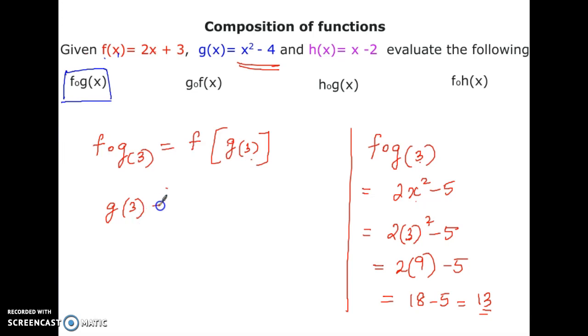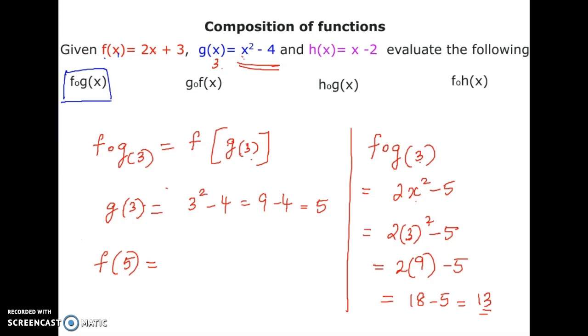What is g of 3? In the place of x, we are going to plug in 3. So that will be 3 squared minus 4, which is 9 minus 4, which is 5. So we're going to put g of 3 as 5 over here. In other words, we're going to find out f of 5.